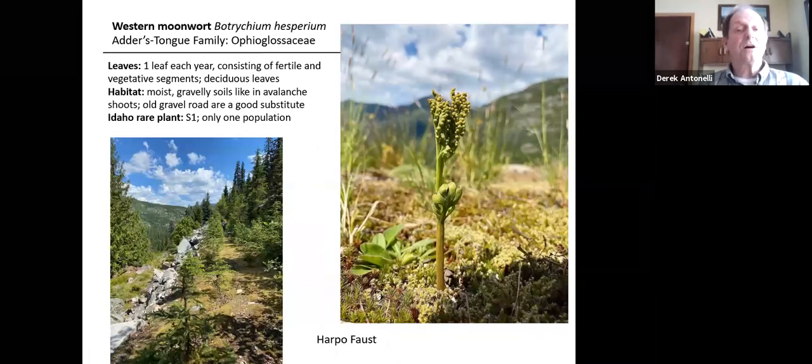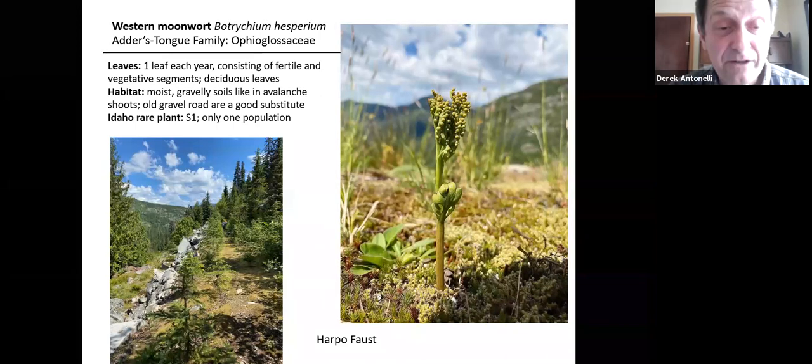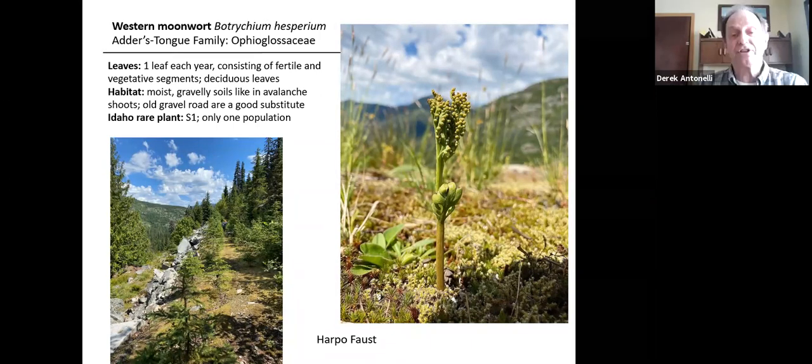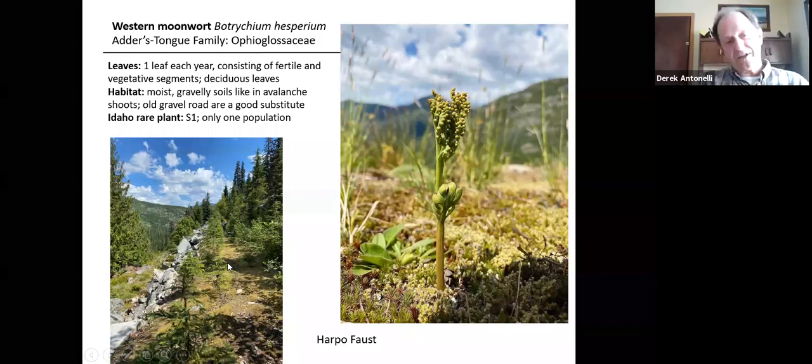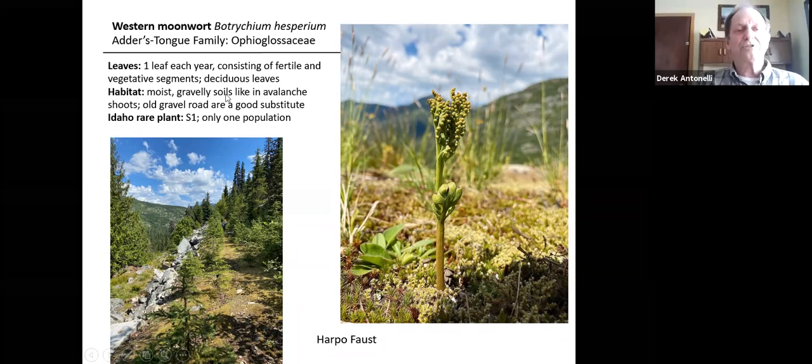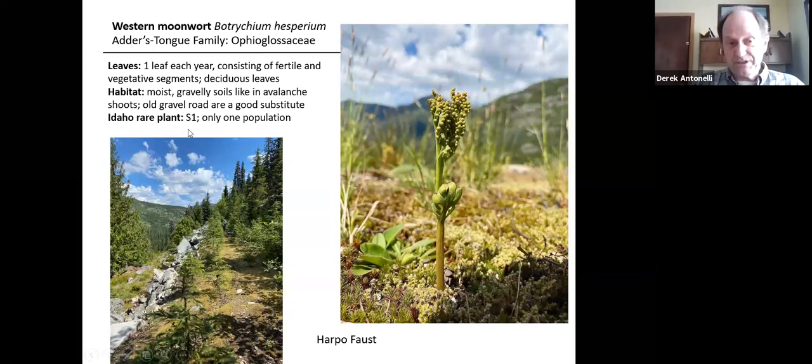This is one that Harpo found when she was doing her studies, and she's the one who talked to you about her study in the Selkirks. She just happened to find this when she was out on Bog Creek Road, in the actual road prism. Why it's found in the road prism is because this particular type of moonwort is adapted to moist, gravelly soils, such as you find at the bottom of avalanche chutes and such. And old gravel roads make a very good substitute for that. So this has been an unused road. Harpo found it, the first population found in the state. So therefore it is that rarest category, the S1.